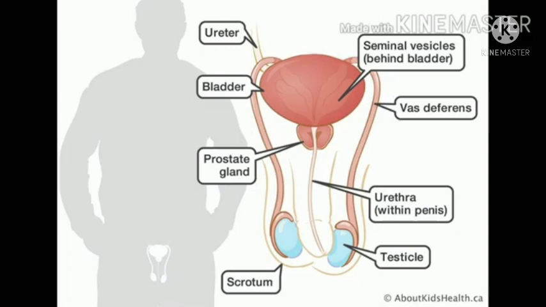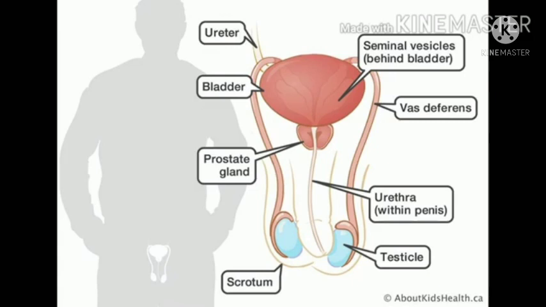Seminal vesicles secrete their secretion in the ejaculatory duct, whereas the prostate gland and Cowper's gland secrete their secretion in the urinogenital duct. Semen is formed of sperm and the secretions of all these glands. Semen is ejaculated out through the penis.